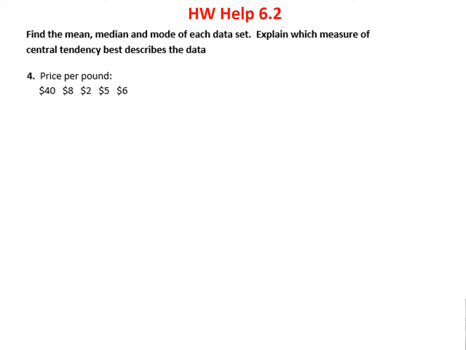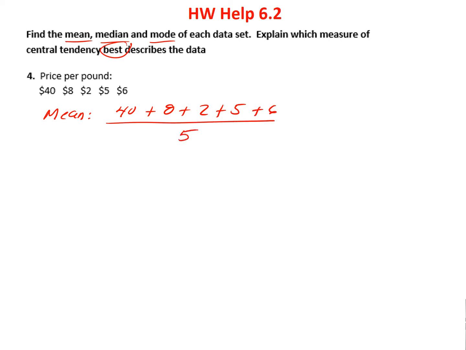Number 4 again, price per pound. We want to find the mean, the median, the mode, and decide which one's best. So again, our mean, add them all up and divide by 5 because there's 5 pieces of data. So 40 plus 8 plus 2 plus 5 plus 6, all divided by 5. And so 40 plus 8 plus 2, that's 50. That's going to be 61 divided by 5, which ends up equaling 12.2. So that's our mean.